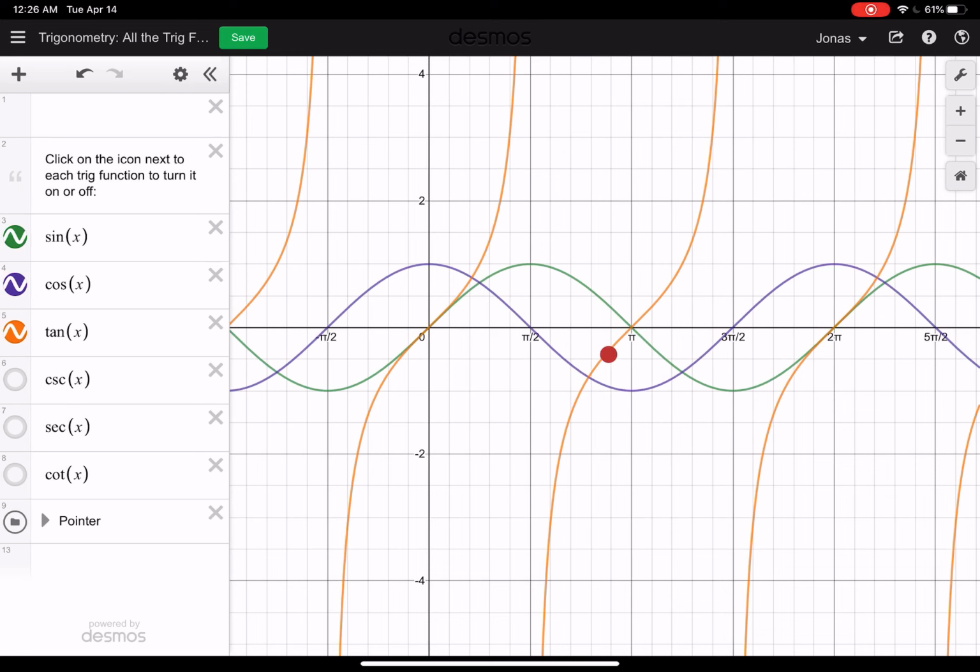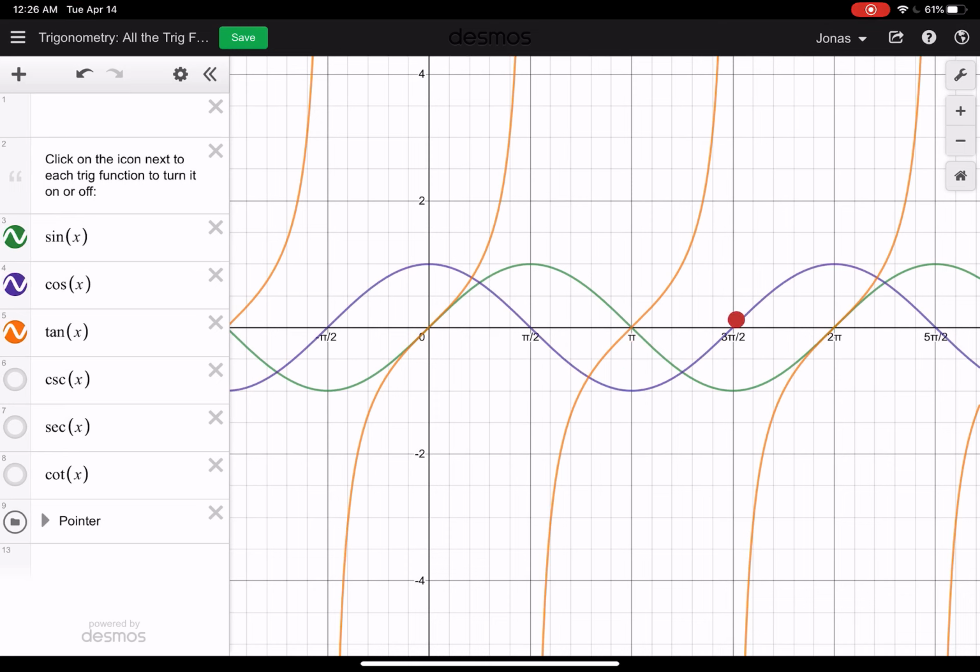And then tangent increases until here at pi, that's 180 degrees. We're looking again at sine over cosine. Sine is the green one, sine is 0, cosine is the purple one, cosine is 1, and the fraction 0 over 1 is equal to 0. That's why tangent is 0.